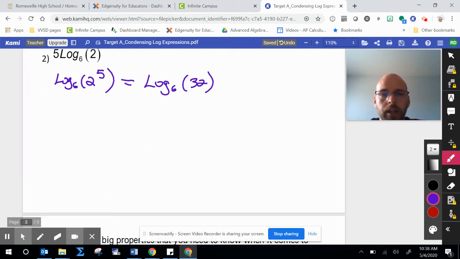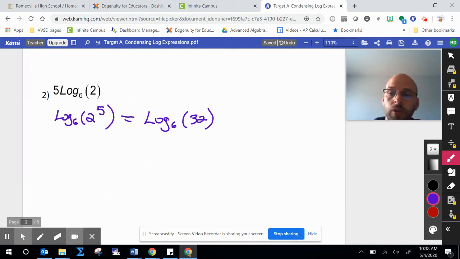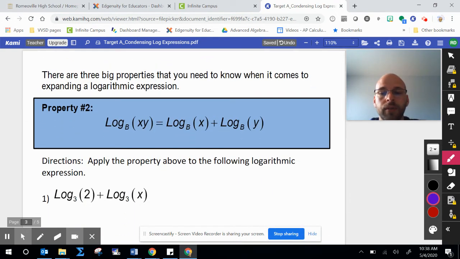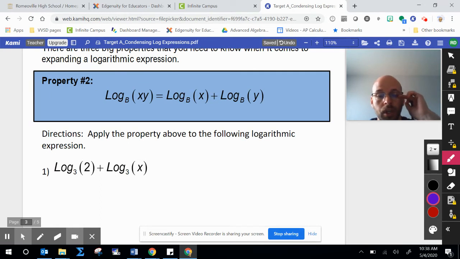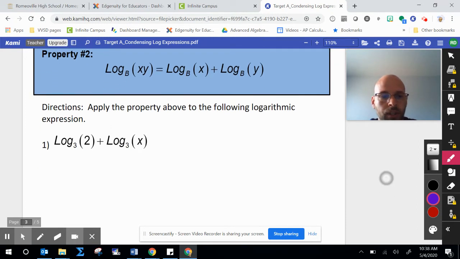Okay? All right. So that's the first property. If you have a coefficient, it becomes an exponent. The next one is if you have a sum of two logs here in blue. If you have a sum of two logs, that's going to be a product. So if we have two separate logs, we can put them together as a product of two things.